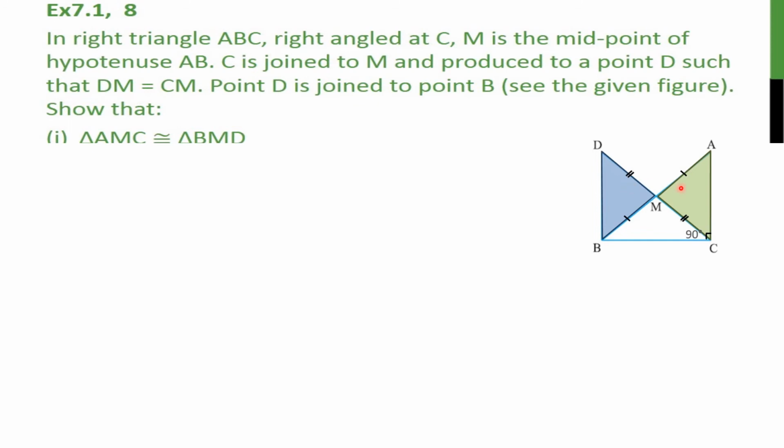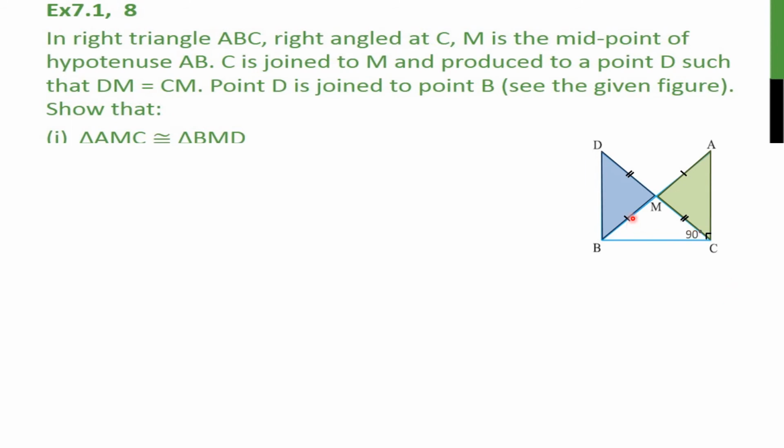Therefore, these two triangles are congruent by SAS, side, angle, side. Now by CPCT, when these two triangles are overlapped, I can say that angle D is equal to angle ACM, by alternate angles. By CPCT, these two angles are equal, and I can also say DB is equal to AC.